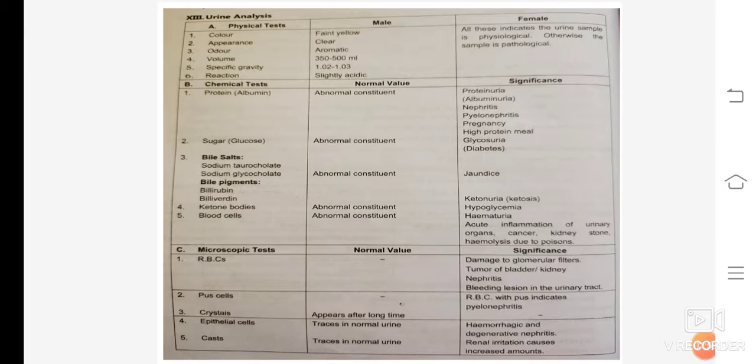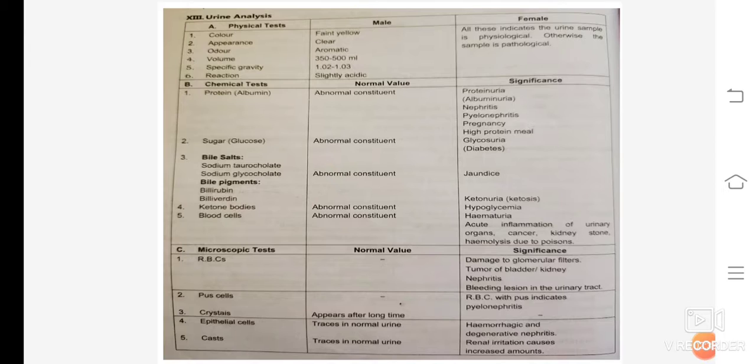All these indicate the urine sample is physiological, otherwise the sample is pathological. In female, all these indicate the urine sample is physiological, otherwise the sample is pathological. Color, appearance, odor, volume, specific gravity, and reaction. These are the physical tests in urine analysis.